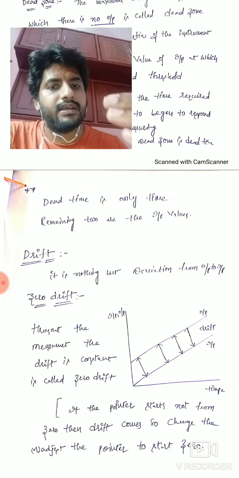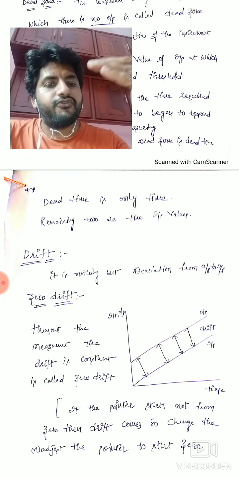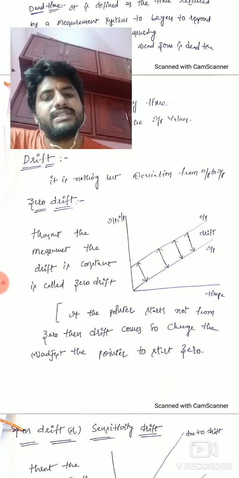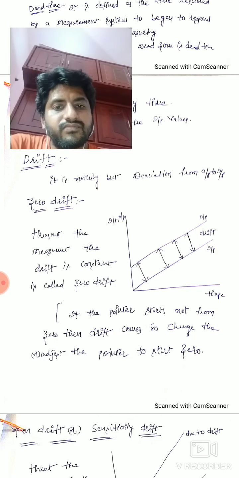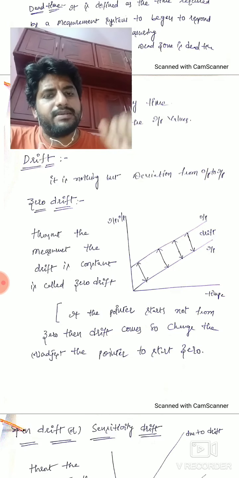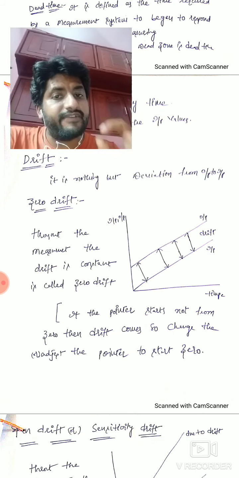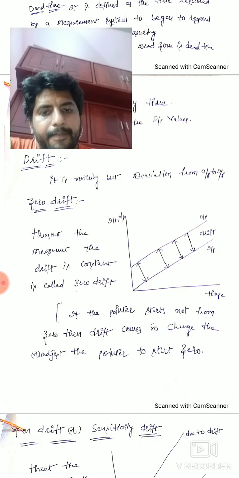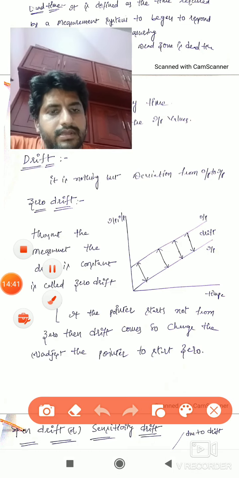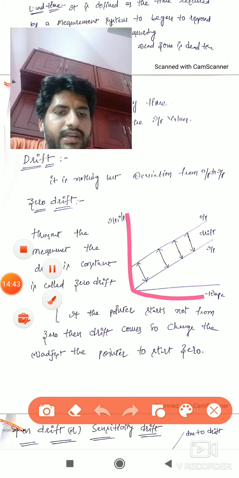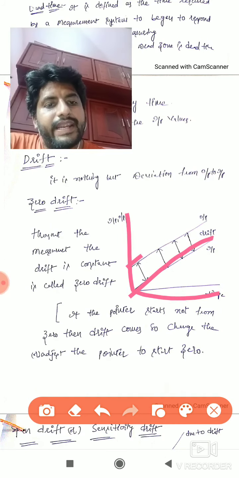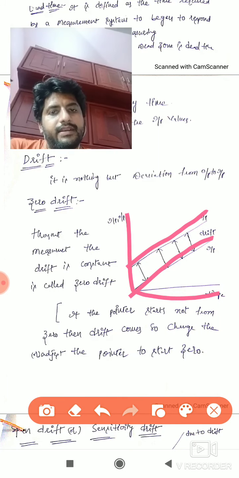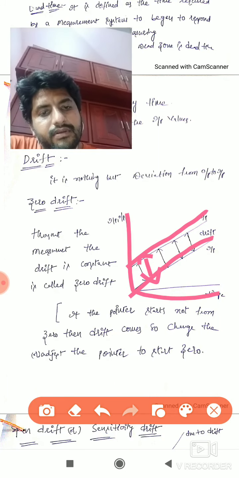Drift is nothing but deviation from output to input. So first is a zero drift. Zero drift means throughout my measurement this drift is constant. So this is input and output for a system. This is my input. Due to drift you are getting the output like this, right? This is called a drift.